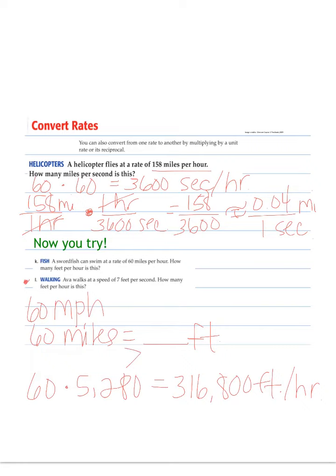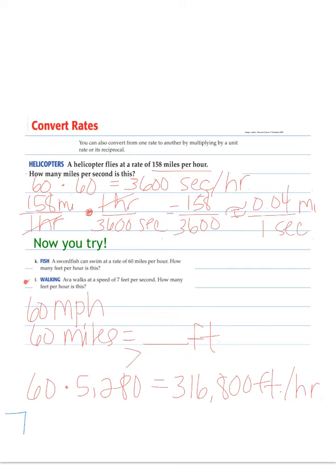Pause me really quick and do this problem right here, and then come back and check your answer. So Ava walks at a speed of 7 feet per second. How many feet per hour is this? So we have 7 feet per second, and we just found out that there's 36. Oh, sorry, we're converting seconds to hours. So I know that there is 3,600 seconds in an hour.